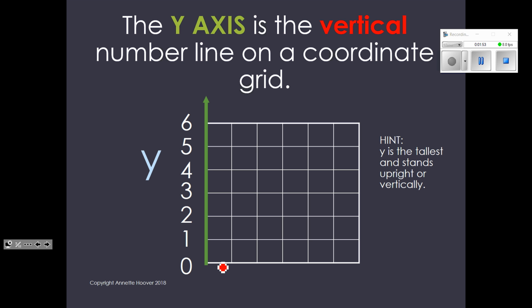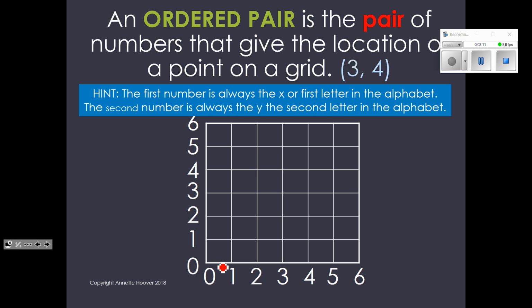If you want to have a way of remembering the x and the y-axis apart from one another, here's a hint. Y is the tallest. Y is taller than x. And y stands vertically and stands tall and stands upright. So y is the one that goes up and down.